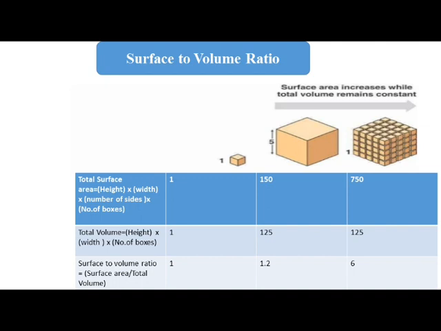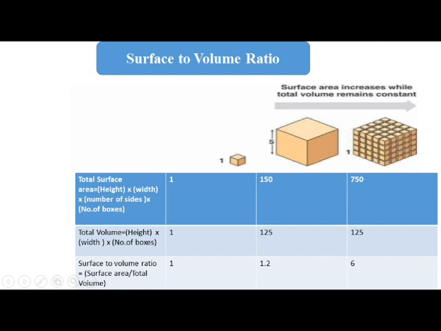So here I have taken the example of a cube. You can see three differently sized cubes here. One is a single cube, and its height and width are considered as 1 unit. In the second case, the cube is bigger than the first one, and its height and width are taken as 5. And in the third case, that cube of height and width 5 is divided into 125 cubes.